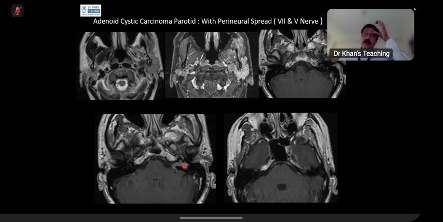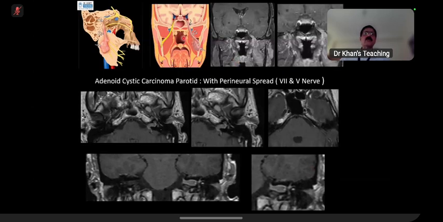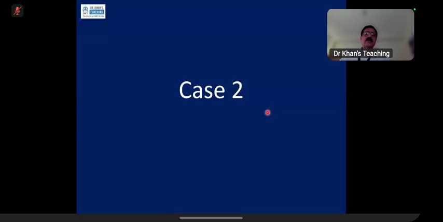In this case, what had happened is that because of the pterygopalatine ganglion, tumor went there, and then through the branches of the trigeminal nerve, it passed into the cavernous sinus. You can see a portion of it here. So there was perineural spread along the seventh nerve as well as the fifth nerve. So this is the fifth nerve, and you can see it here on how it is going superiorly. So this tells you the concepts of perineural spread.